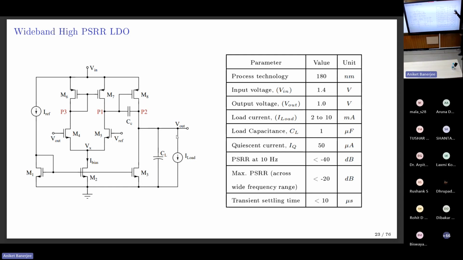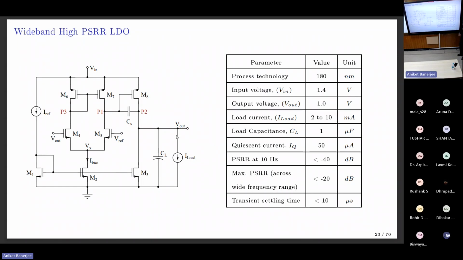Other than this, all these specifications come along with the LDO. So what is the V in, what is the V out? V in to V out difference, we call it dropout, which is 0.4 in this case. What is the load current range? The load current min, say 2 milliampere, and load current max, say 10 milliampere. When the load current changes from 2 milliampere to 10 milliampere, your operating points are going to change.